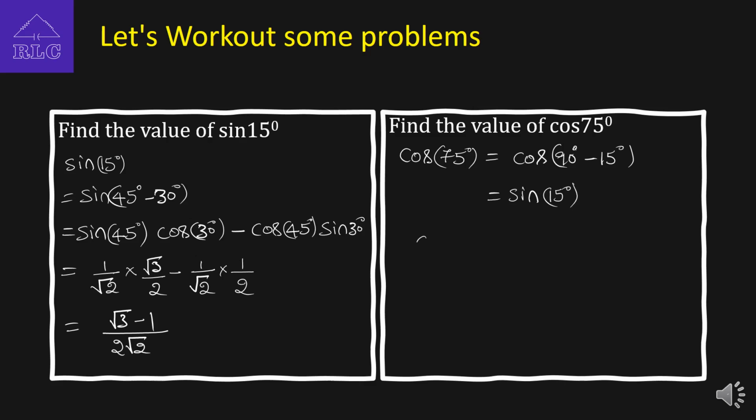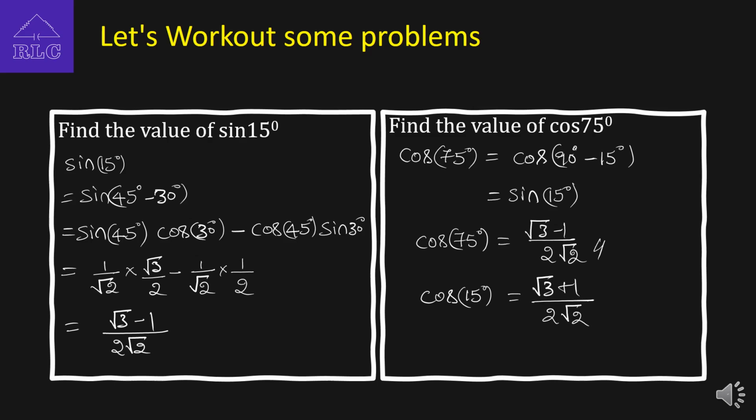So finally cos 75 degrees can also be written as root 3 minus 1 divided by 2 root 2. In the same way we will get cos 15 degrees can be expressed as root 3 plus 1 divided by 2 root 2.